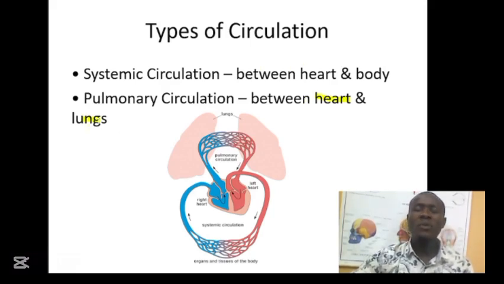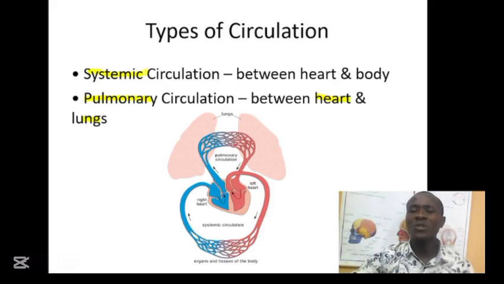Mind you, when the body makes use of the blood, it is transported to the heart. The heart will pump it to the lungs where it will become oxygenated, where oxygen will be added to that blood, and that blood has to come back to the heart where it has to be pumped now to the rest of the body. So that circulation between the heart and the lungs only is what we call the pulmonary circulation. Pulmonary is something relating to the lungs.